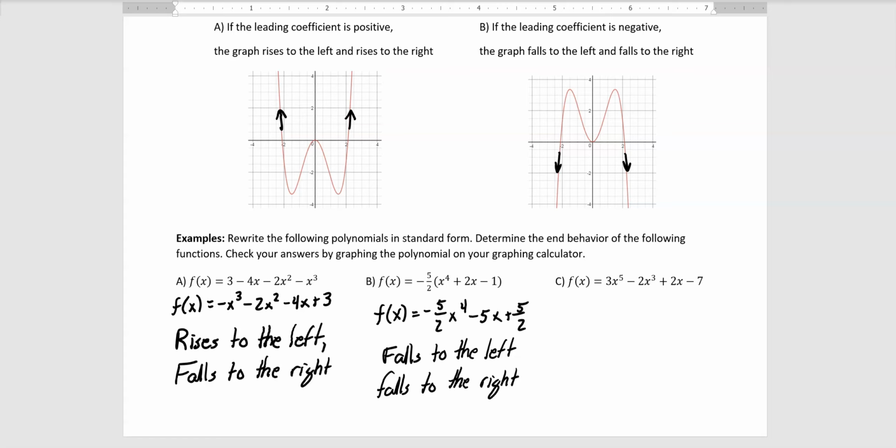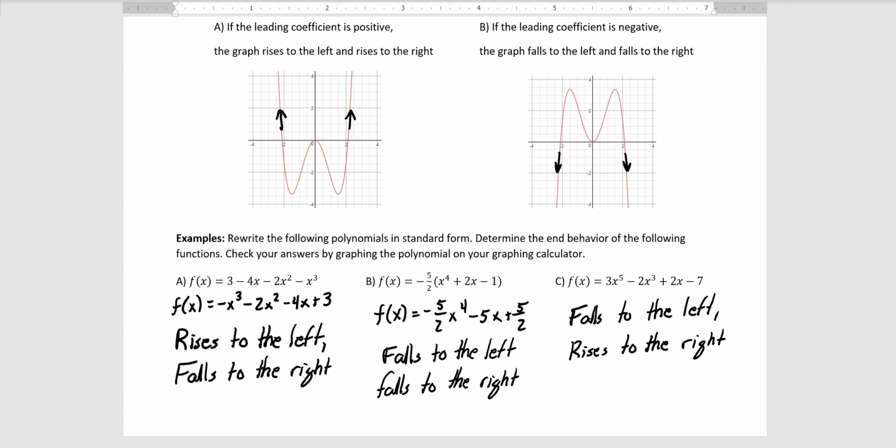All right. Now looking at letter C, this one's already in standard form, isn't it? 5, 3, 1, 0. So that checks out. So all I need to do is my end behavior. We have an odd degree with a positive leading coefficient. So this would be falls to the left and rises to the right. And there we have it.